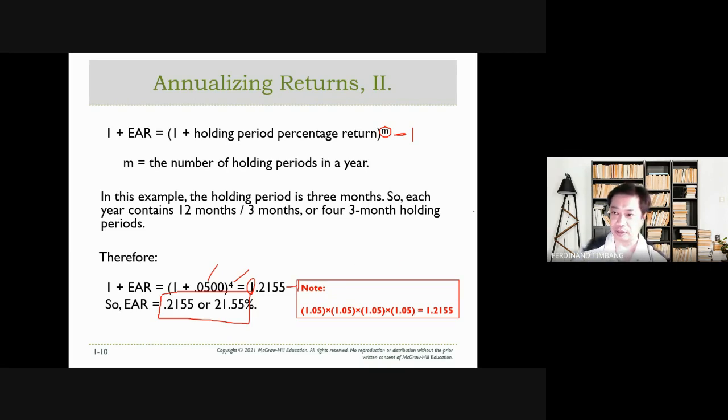If you will not put the -1 there, pagka na-compute kayo ng ganito, so you just drop 1. Kaya na baka makalimutan nyo pagka i-drop yung 1. So better to include -1 in the formula. So that once you obtain yung 1.2155, automatically -1. So you will get only 21.55%. So that is already your effective annualized return.